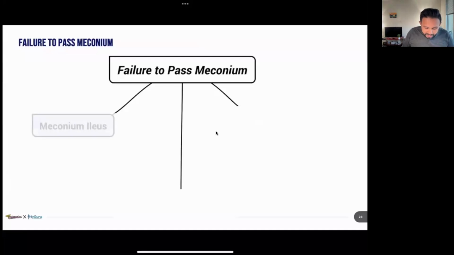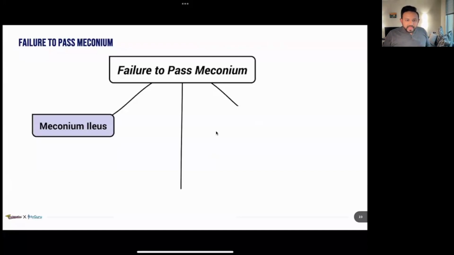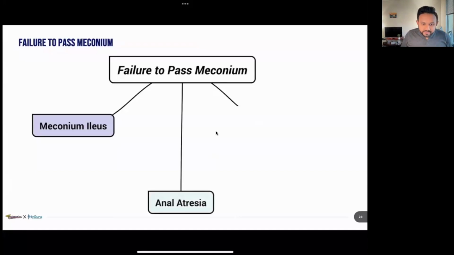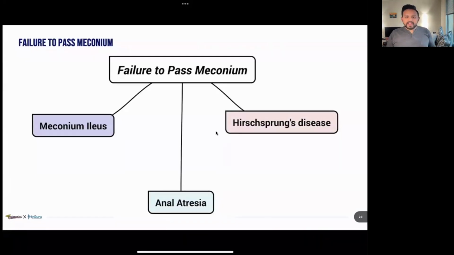Failure to pass meconium, here's going to be the diagnostic schema. When you see a baby on your USMLE, there's not going to be stool for the first couple days. You're going to be thinking meconium ileus, that is associated with cystic fibrosis. You're going to be thinking of an anatomical condition, anal atresia, like VACTERL syndrome, and you're going to be thinking about Hirschsprung's. And why did we put that in here? Jake, what do you think? Why did we put both achalasia and Hirschsprung's together? I know we talked about it before this.